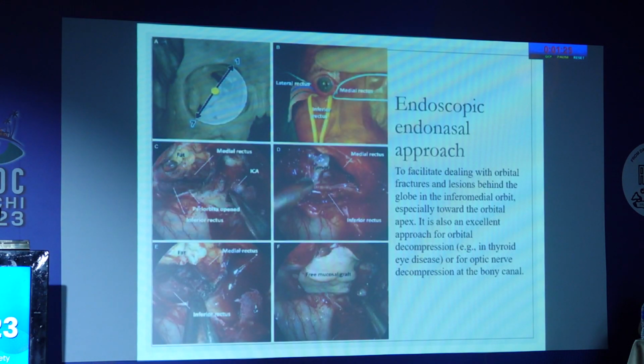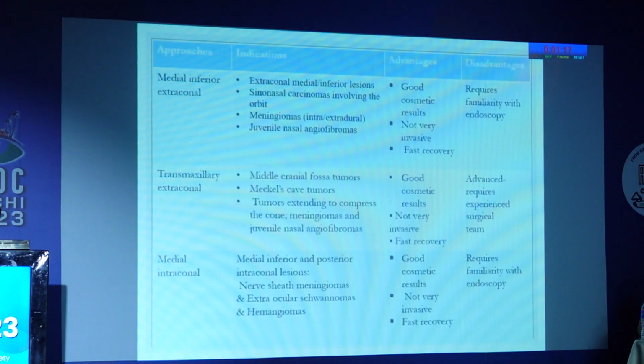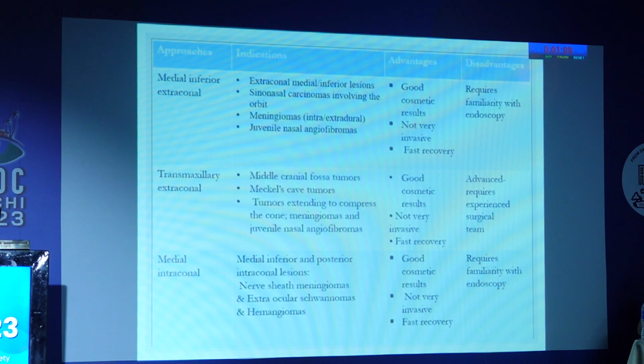The endoscopic endonasal approach facilitates dealing with orbital fractures and lesions behind the globe in the inferomedial orbit. These approaches are included in the endoscopic endonasal approach. Its advantages are good cosmetic result, not very invasive and fast recovery, but disadvantages include that it requires familiarity with endoscopy.